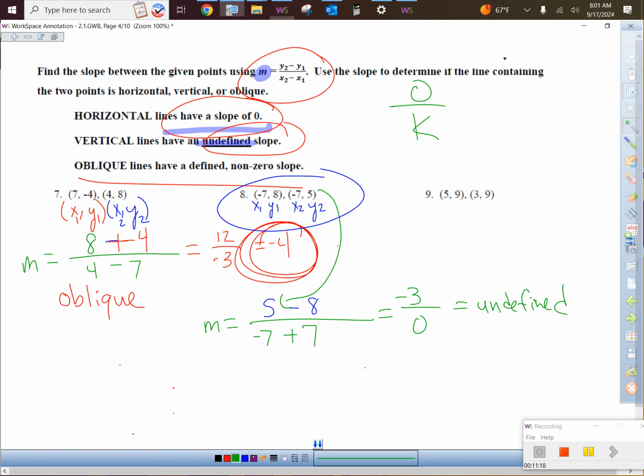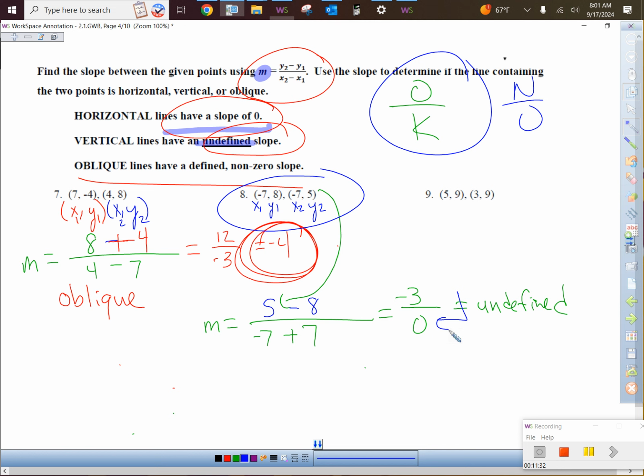Have you ever seen the word okay and the word no? It is okay to have 0 in the numerator. But it is a big fat no to have a 0 in the denominator, if you write okay and no as a fraction. No! You can't have that. You cannot divide by 0.